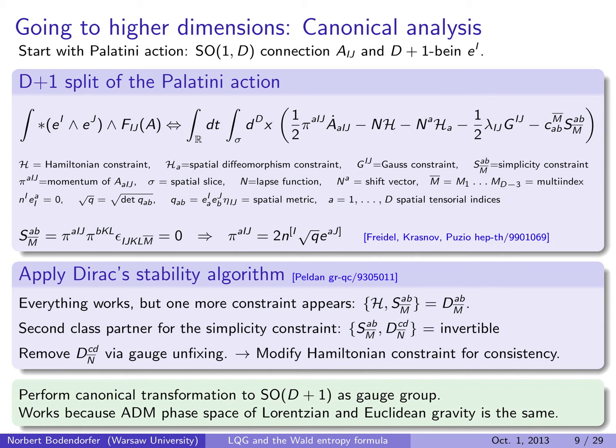Now, however, what we do is we remove D by the process of gauge unfixing. You think of D as being a gauge fixing for a gauge transformation generated by the simplicity constraint, then you drop D to be independent of this gauge fixing, and then you just have to ensure that the rest of your theory is consistent, and this can be reached by modifying your Hamiltonian constraint. So this can be done, and then again, you have a theory just with first-class constraints.